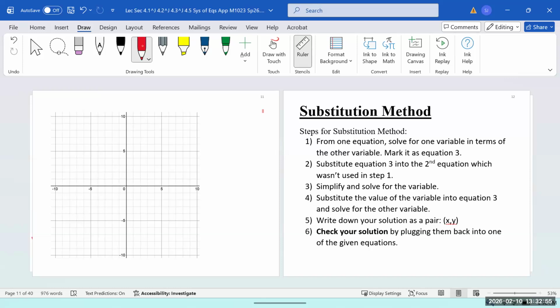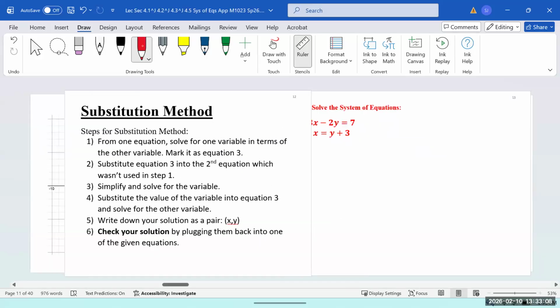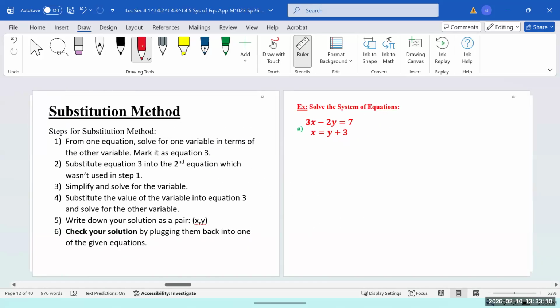Now you're going to have a good experience with the substitution method. The substitution method says, first solve for one variable. Whatever you get, place that into the other equation for that variable. For example, here, we have one equation in standard form, 3x minus 2y equals 7. But the second one is not in standard form or slope-intercept form. However, we have one variable alone: x equals y plus 3.